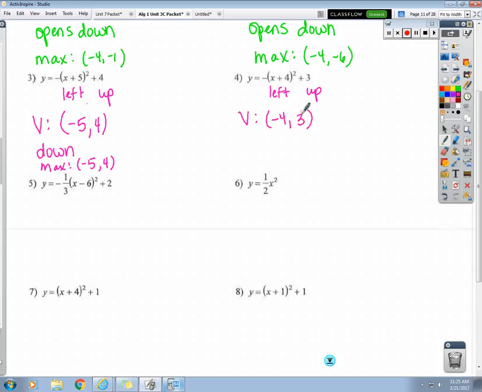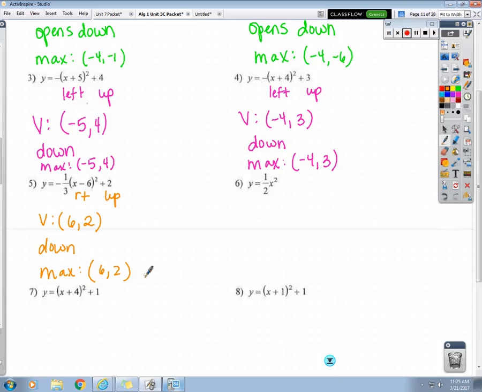Is it going to open up or down? Which means it will have a max, and the max will be the vertex. Okay, number 5. What kind of shifts are you going to see? Right 6, up 2, which means the vertex will be where? Positive 6, positive 2. Is this one going to open up or down? Down because your front number is still negative, which means it will have a max, and where will that max be?